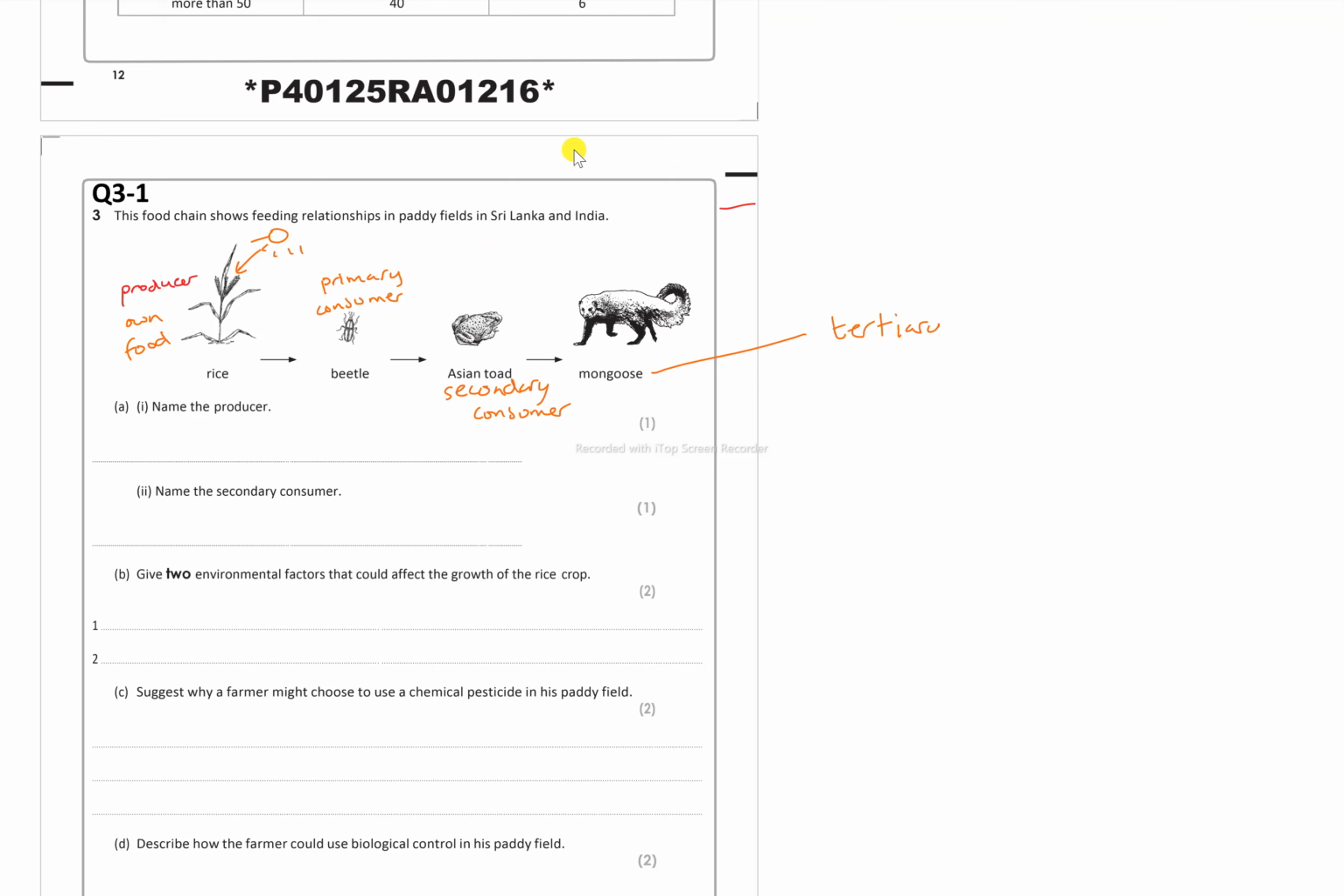And the mongoose is the tertiary. Tertiary, just checking the spelling. Tertiary consumer. Okay, name the producer. The secondary consumer is the Asian toad. The Asian toad.